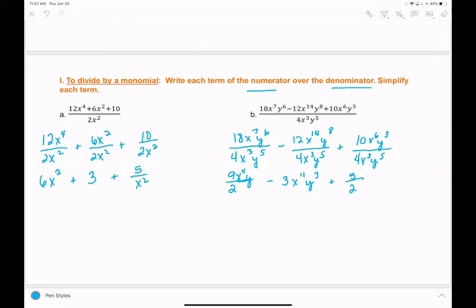And we're going to get x to the 6th divided by x to the 3rd is a positive x to the 3. And when we subtract the exponents here, y to the 3rd divided by y to the 5th, well, 3 minus 5 is a negative 2. So this is going to actually be in the denominator, so we can make it a positive 2 in the denominator.